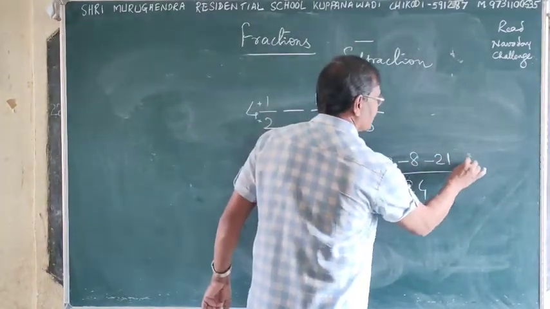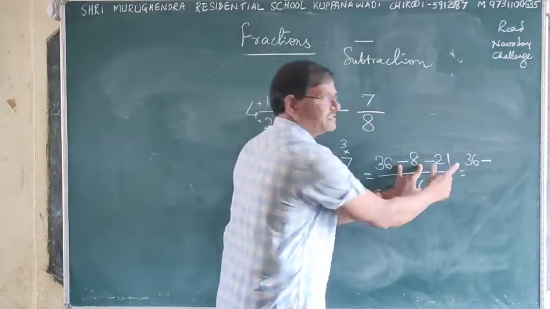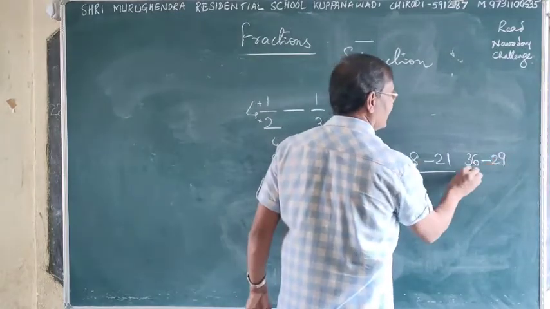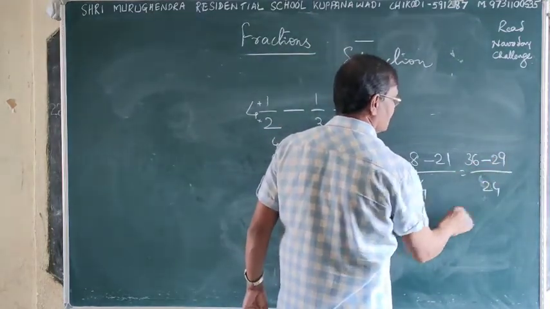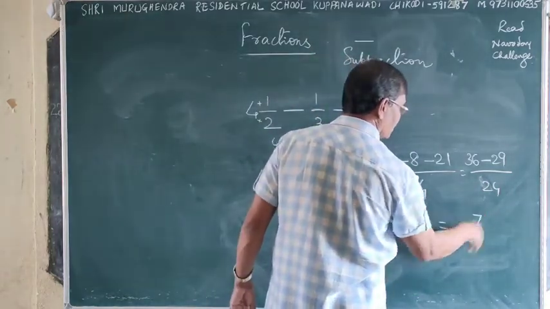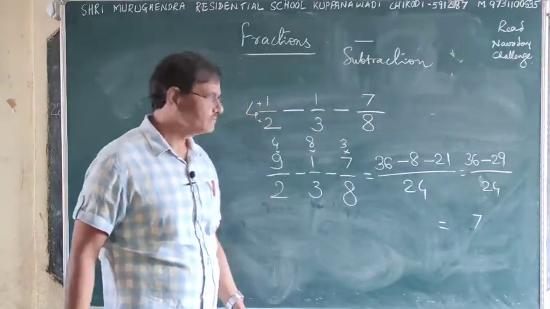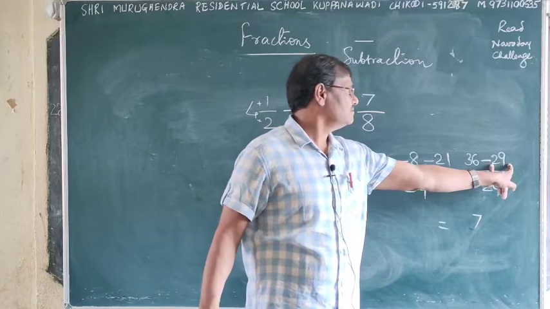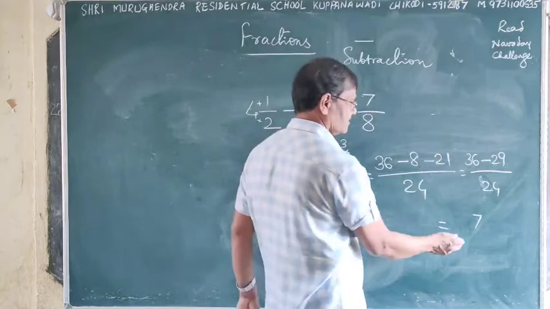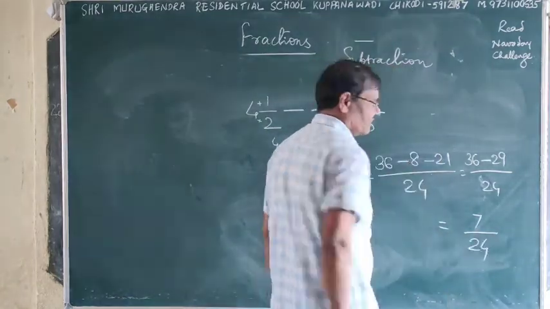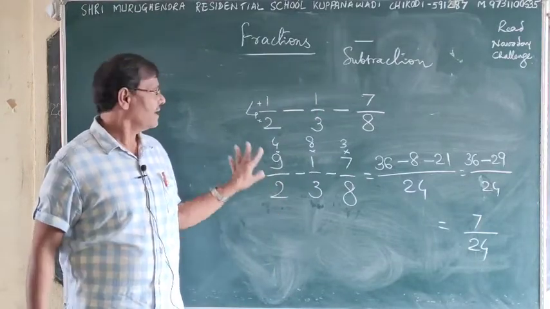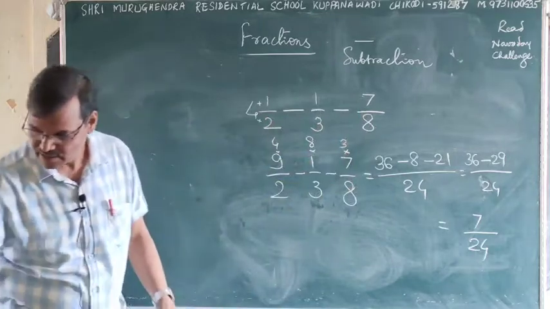Okay, 36 minus, not plus, minus only, but how many? 29. That is 36 minus 29, 7. 7 plus 9 is, 9 plus 7 is 16, 36 it is. 24. 7 by 24 is the answer. Okay, like this, if it is given.